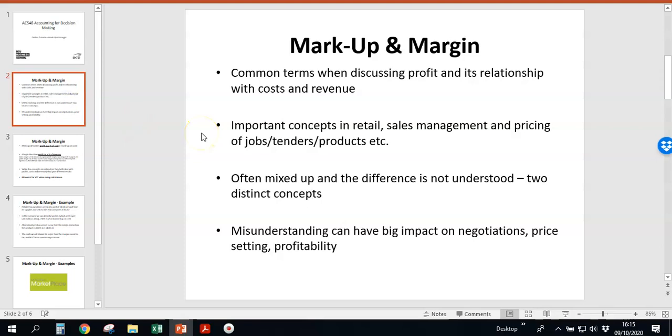So they're common terms and they're looking at the relationship between profit, costs, and revenues. Particularly if you're involved in retail or sales or pricing, tenders, or anything like that, across a whole range of industries, they're very important concepts. And the problem is a lot of the time they're mixed up. Some people will assume that markup means the same thing, that if you said 20% markup, that's the same as 20% margin. They're two distinct concepts. Yes, they will use a lot of the same figures, but they actually have two different answers. So if you misinterpret them, you can end up having bad negotiations, bad prices, and ultimately it's going to go wrong for you. So it's important you do know the difference.